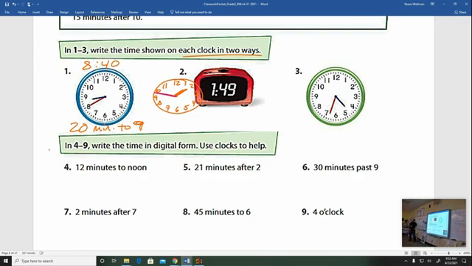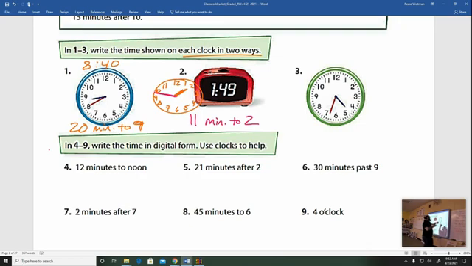Everybody have that one? Now, if it's 1:49, how many minutes is it until 2? How many minutes is it until 2, Jack? 11. That's right. 11 minutes to 2.